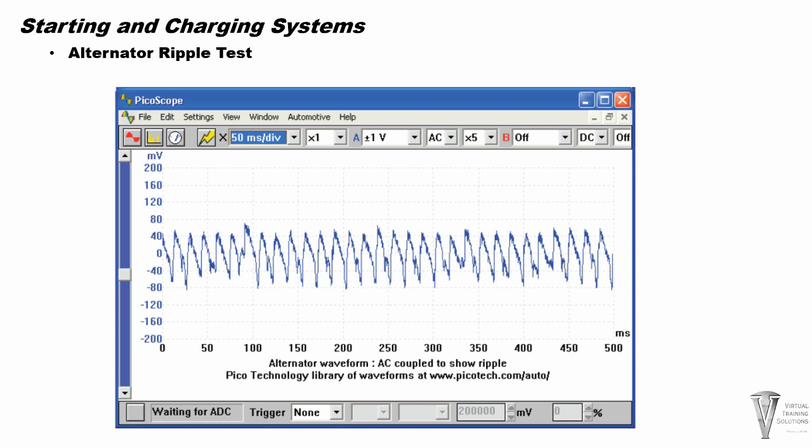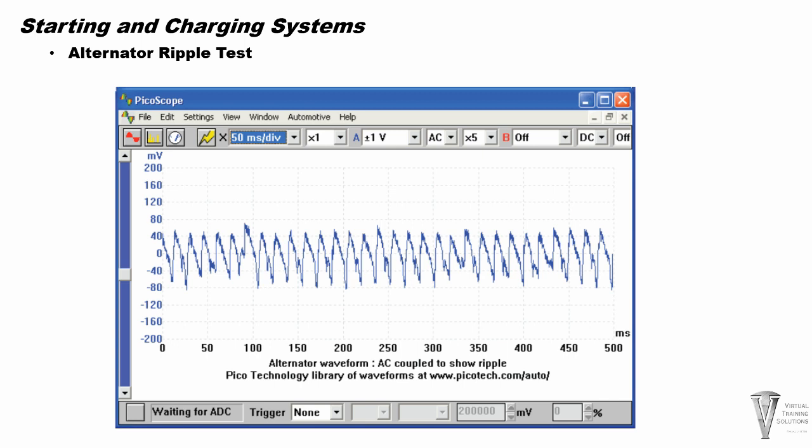The most accurate way of testing your alternator is doing an alternator ripple test. This is used with an oscilloscope. This does require practice and familiarity with your own scope, and practice makes perfect.